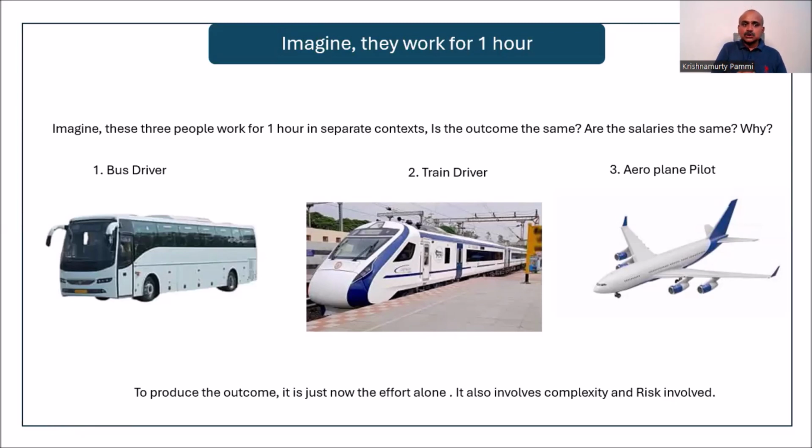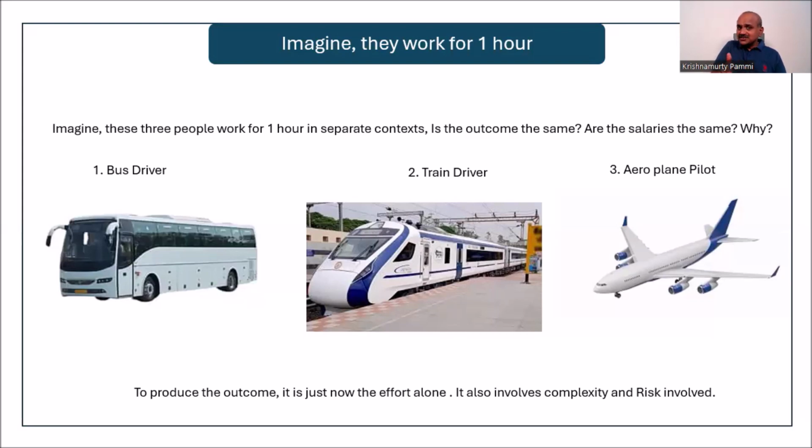Now a bus driver usually goes on the same route, so he knows what kind of road, when the road is not good, when there is a toll, when to stop, when there is an accident prone zone. He repeats it, so he knows it, so it's safe to go like this. But is it not complex? It is complex, but he's used to it. He can drive it automatically.